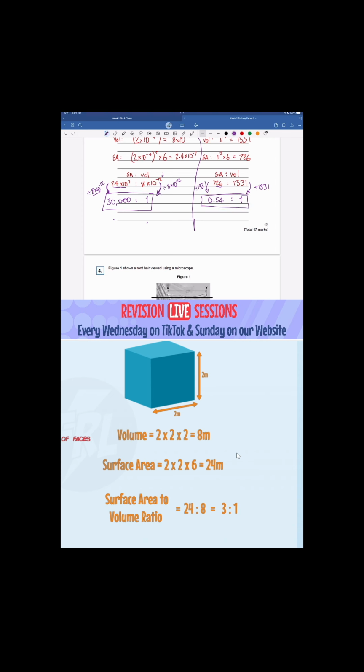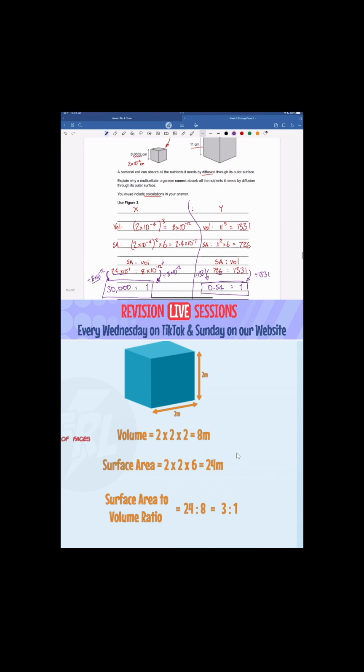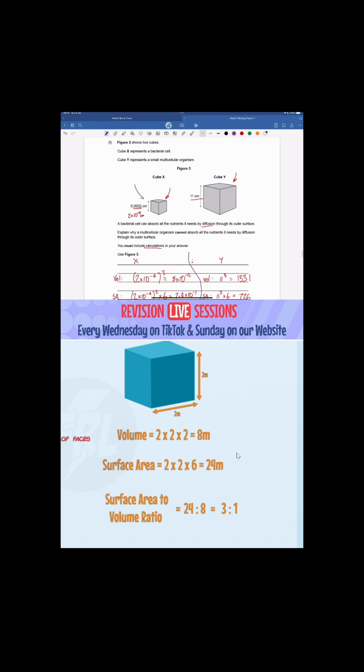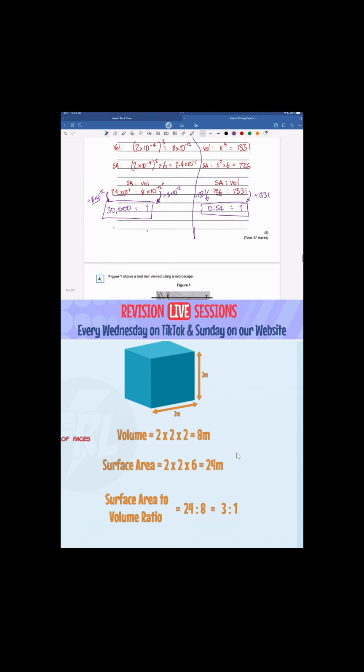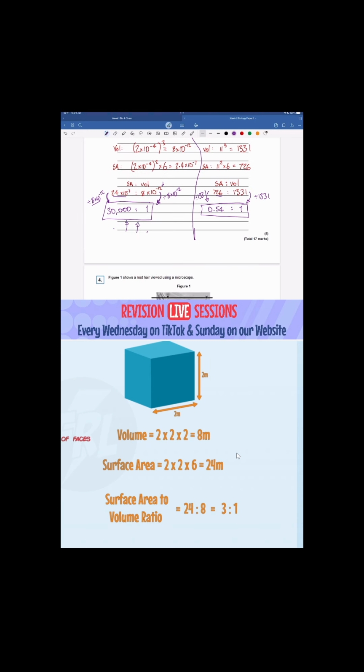Okay, so the key thing here is you can see the surface area to volume ratio of X, this smaller cube, is much greater. Look at that, that's 30,000. This is less than 1. This is 0.54. So we need to explain that for a few extra marks.